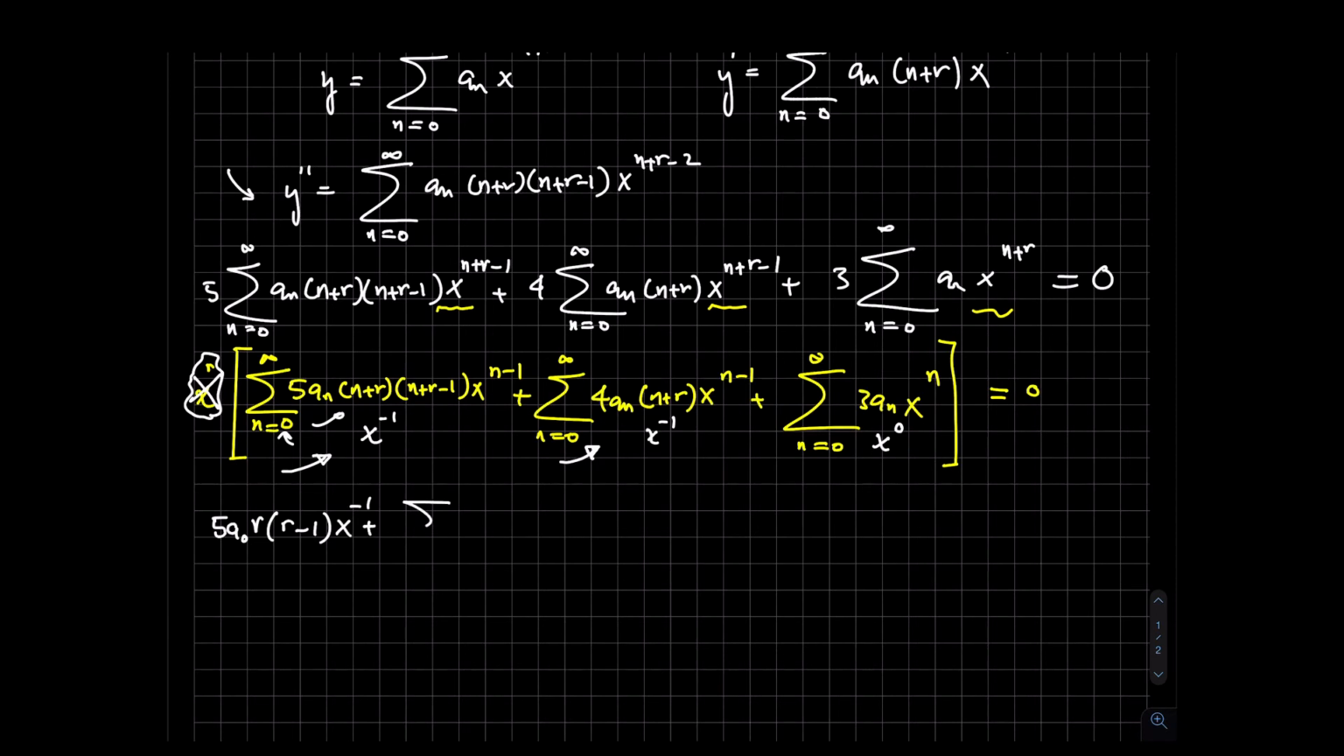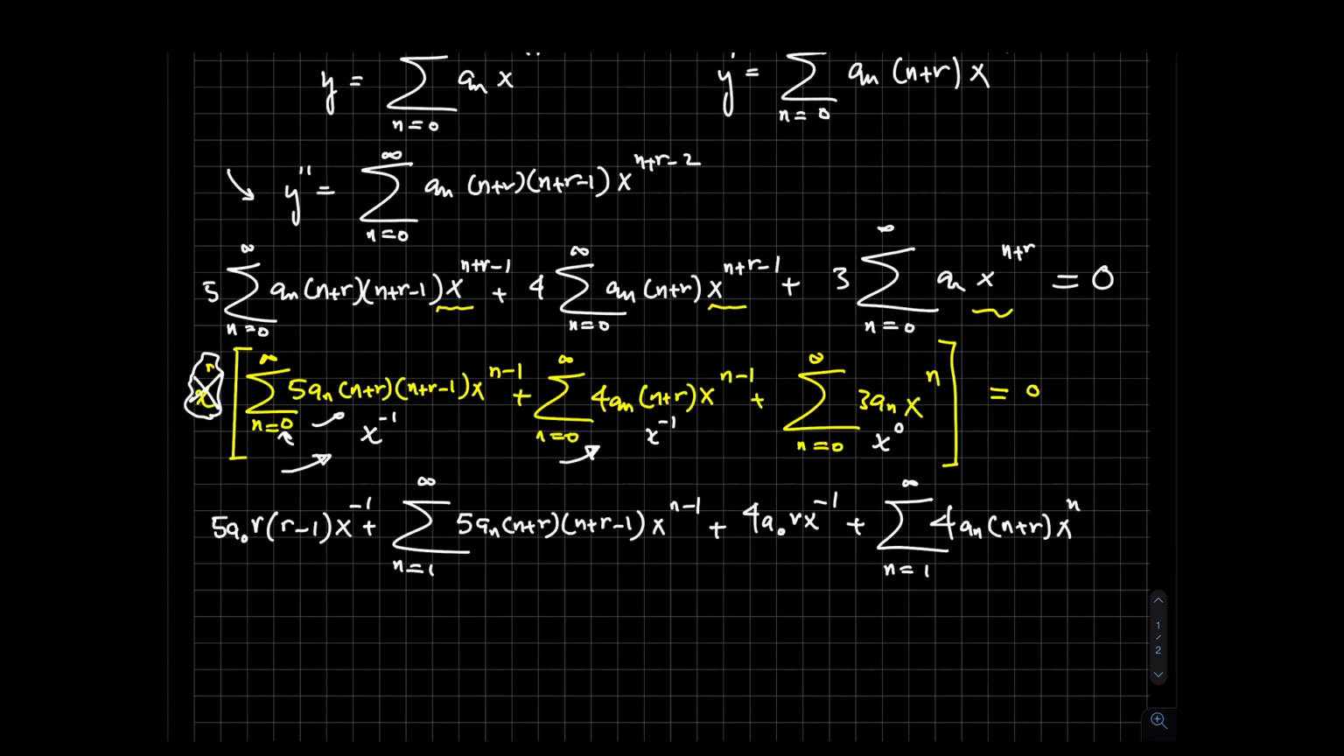Plus, then I'll write the next term, which starts at 1. And then I just rewrite the same thing, n plus r minus 1, x to the power of n minus 1. Plus, then I take out the first term out of the second one, so I get 4a naught, n is 0, so r, x to the power of minus 1, plus, now my index goes to 1, and I copy what I have, n plus r, x to the power of n minus 1.